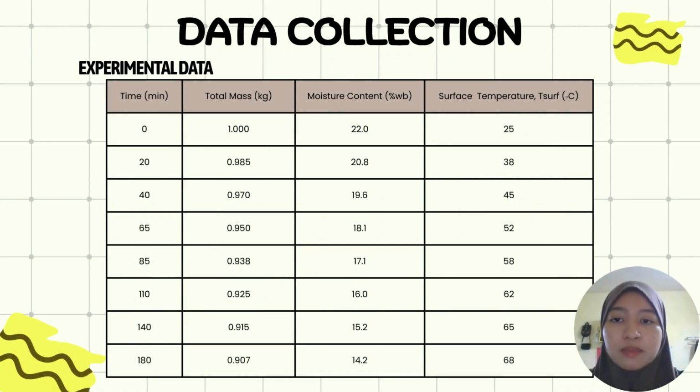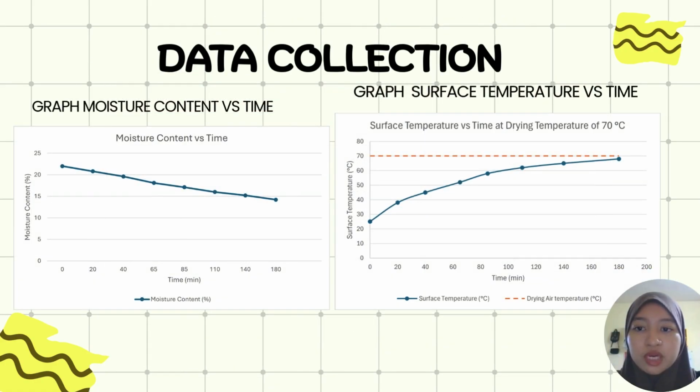Next, for the data collection part, the experimental data recorded flour mass, moisture content, and the surface temperature at intervals during the 180-minute drying. For the first graph, the moisture content decreased continuously over time, while for the second graph, the surface temperature versus time gradually rises and stabilizes near 68 degrees Celsius, showing thermal equilibrium.